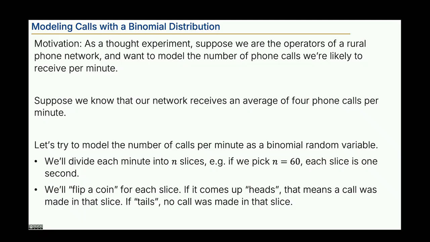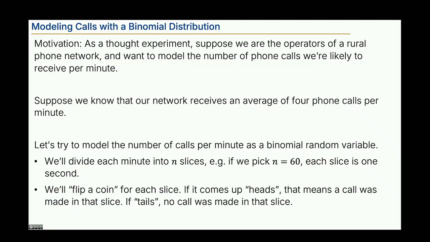My goal is to figure out the number of calls per minute. What I'm going to do is divide each minute into n slices. So maybe I pick n equals 60. Then each slice is going to be 1 second. And then we're going to flip a coin. Every time it comes up heads, that means a call was made, and if tails, no call was made in that slice. And what's p here? Well, we've got to figure that out. We want to pick a p such that we match that 4 phone call average.